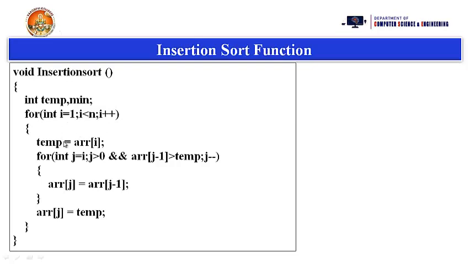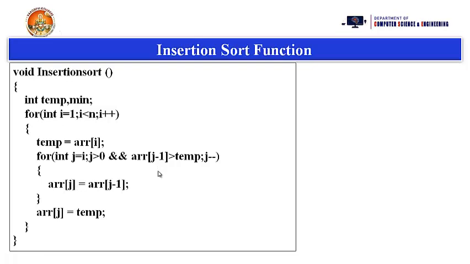And using this temporary variable, you are going to swap the elements here. Again we are using one more for loop here. So we need to compare two values, that is the j value and the j minus 1 value. If it is greater than the temporary variable, we need to store that variable into the array of j. So like this we need to write the insertion sort function.